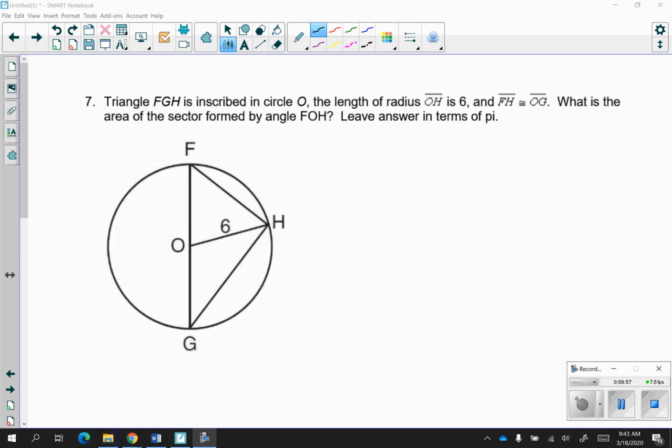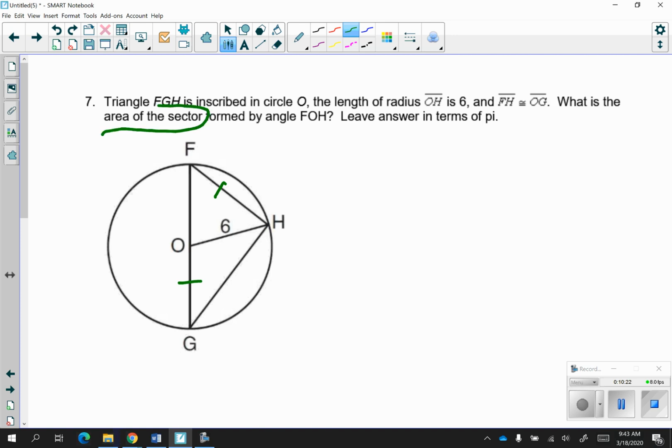This is the last question I'm going to do with you. We're given triangle FGH is inscribed, meaning it's inside circle O. The length of radius OH is 6. That's marked. We're also given that FH is congruent to OG. What is the area of the sector?